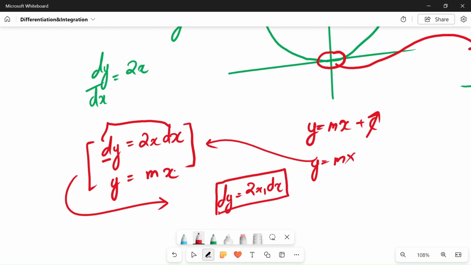So differentiation, again, let me repeat the conclusive statement of what differentiation is. Differentiation is the breakdown of your curve into its infinitesimal straight line form.